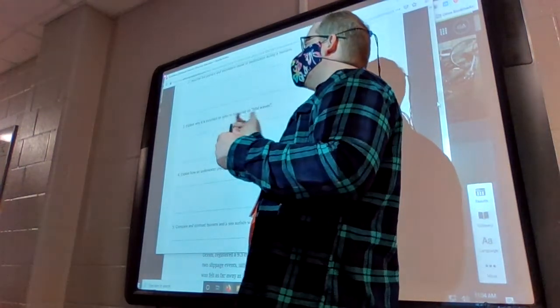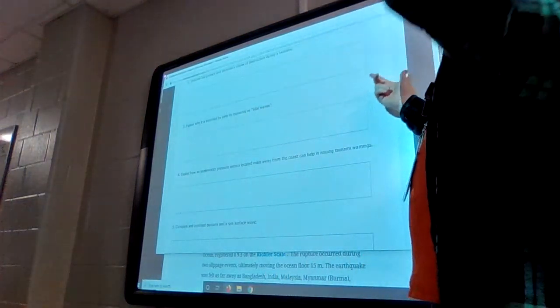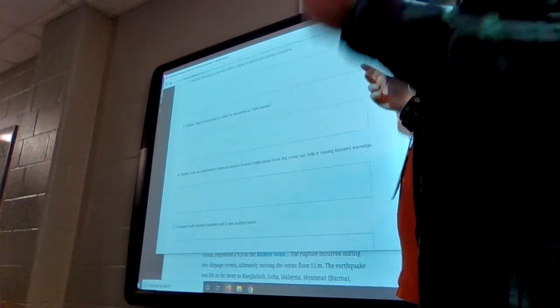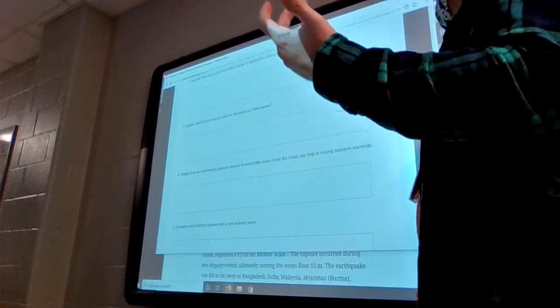So why is it incorrect to refer to tsunamis as tidal waves? Because they're not caused by gravity like tidal waves are. Tides are caused by gravity from the sun and the moon. Tsunamis are not caused by gravity.